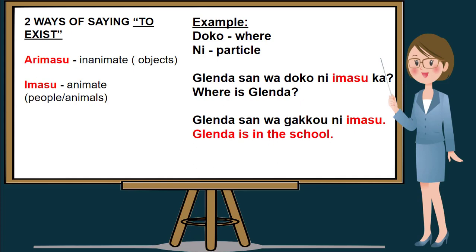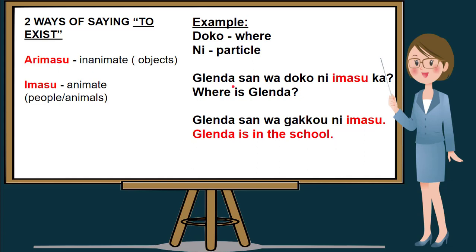In this example, we will be using doko, or where. And of course, if we will be using doko, we will be using a particle ni which indicates location. So in my first example, Glenda-san wa doko ni imasu ka? It means where is Glenda? We use imas because the subject of the sentence is Glenda, which is animate.